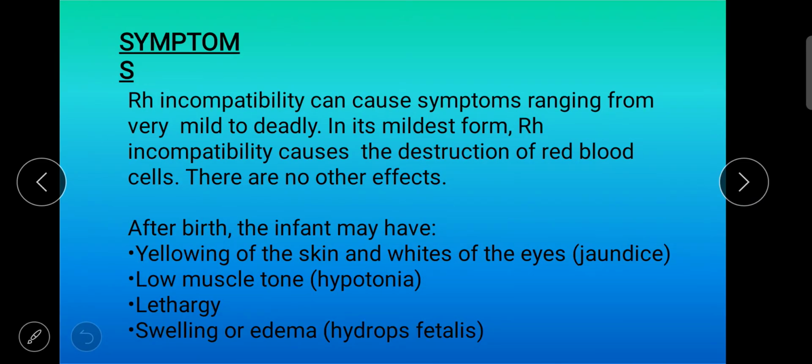Next is symptoms. Rh incompatibility can cause symptoms ranging from very mild to deadly, and in its mildest form, Rh incompatibility causes the destruction of RBC, and there are no other defects. In the normal cases, after birth, the infant may have yellowing of the skin and the whites of the eye. There is a chance of jaundice, low muscle tone, that is hypotonia, lethargy meaning tiredness, swelling or edema, and hydrops fetalis. So normally these are the symptoms you can notice if there is an Rh incompatibility.